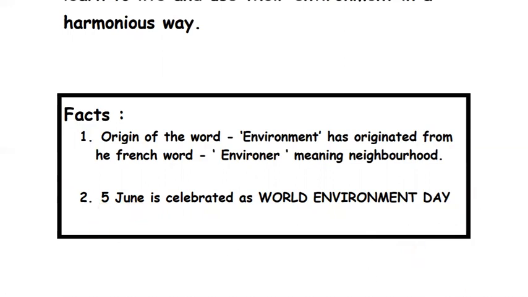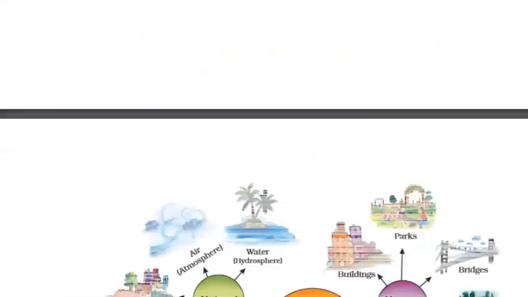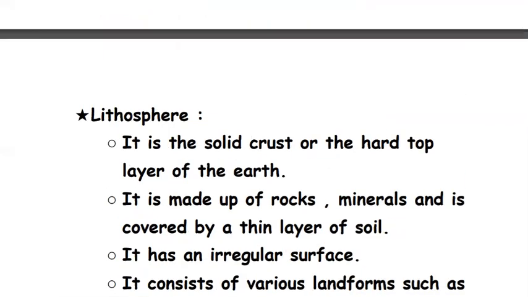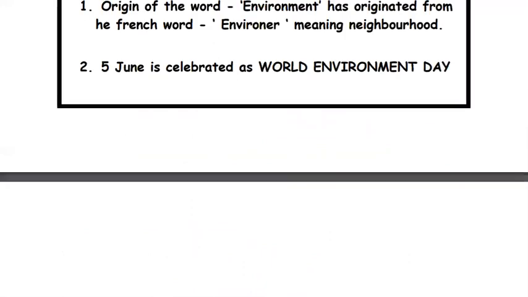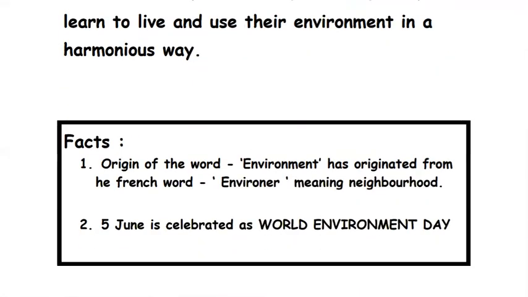Thank you. Hope you understood the chapter. It's really easy. It's simple. All you need to understand is what is environment, the natural environment, the human environment and the ecosystem. This is all that is in this chapter. It's really easy. Just read it once, understand it, and you will be able to do it.